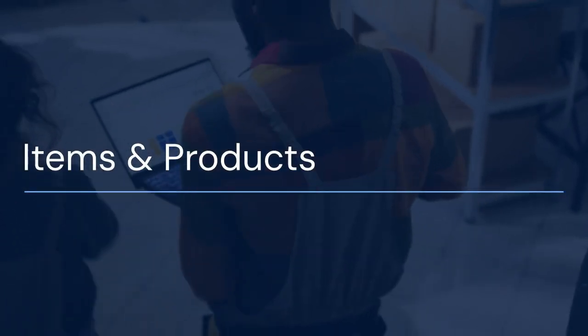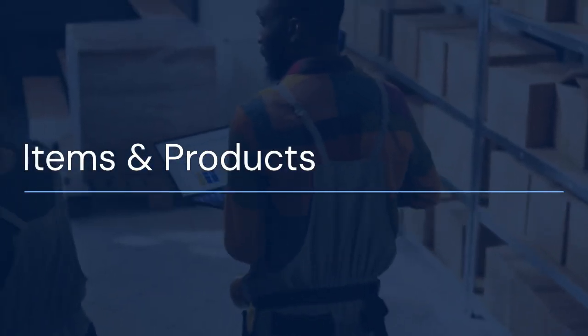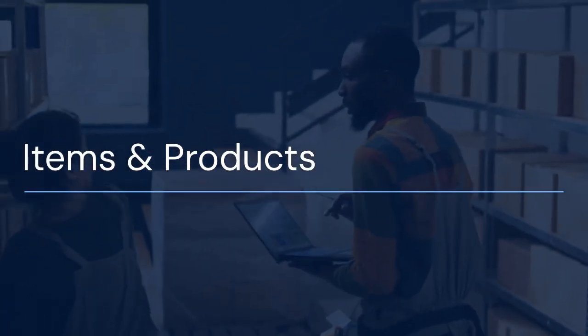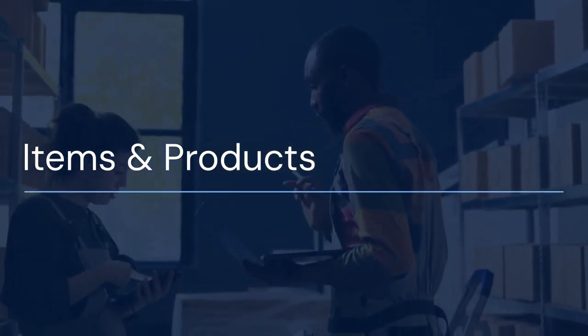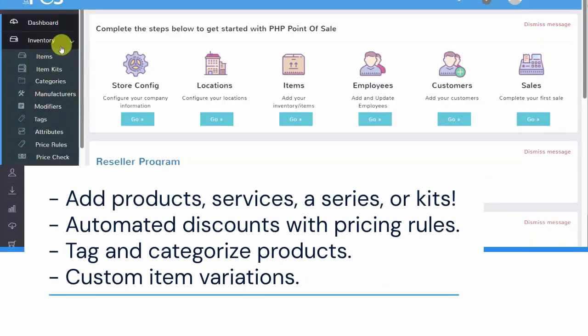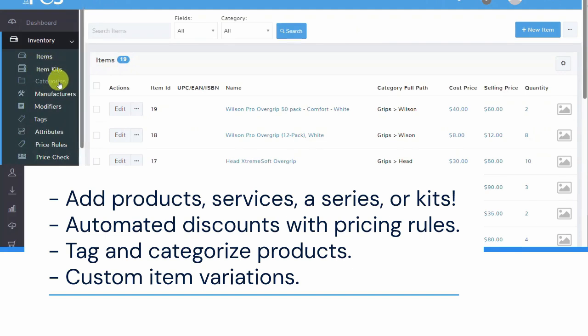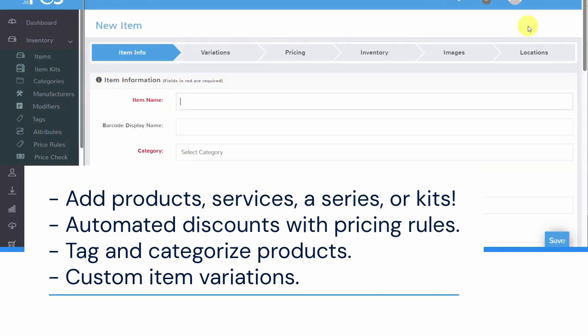Add products or services with as much detail as you need. Items can be individual products, services, part of a series, or even bundled into kits. You can set up automated price rules for discounts. You can tag and categorize products for quick searching, and you can create custom item variation and pricing. Whether simple or complex, PHP adapts to your inventory needs.